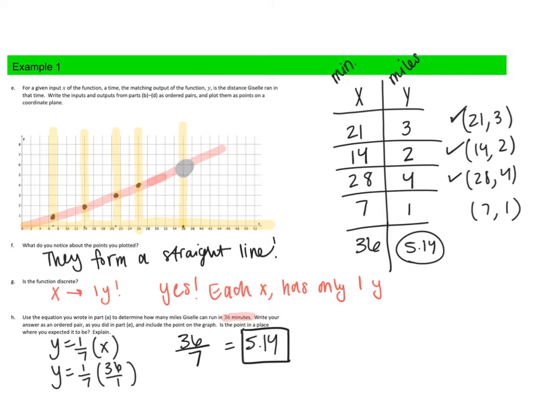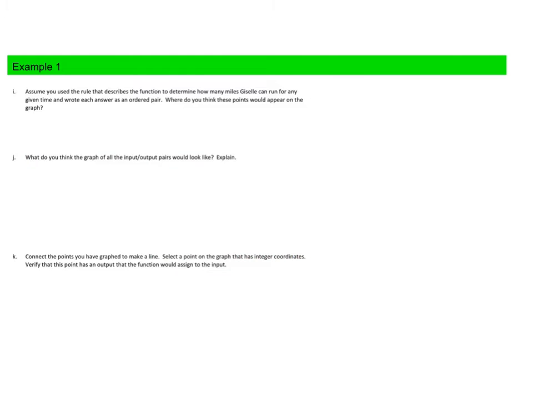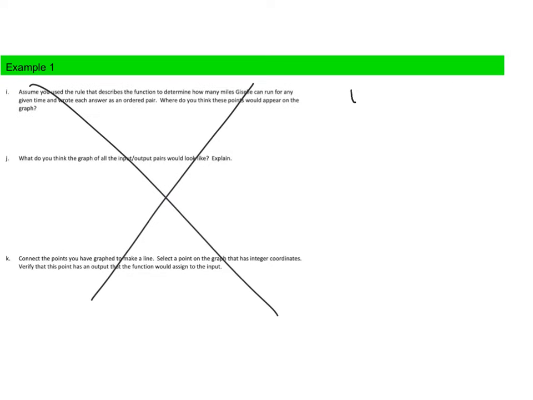Let's see if that's about where I expected it to be. So if I go over to my 5, yep, it's a little bit above the 5. 5.14. It's exactly where I expected it to be. Okay, make sure you have this down before we move on to the next part. All right, so the next 3 questions or so, they're pretty repetitive and just get you to kind of answer what we've already identified. But basically, no matter what we plug into our equation, y equals 1/7 x, it will form a line.